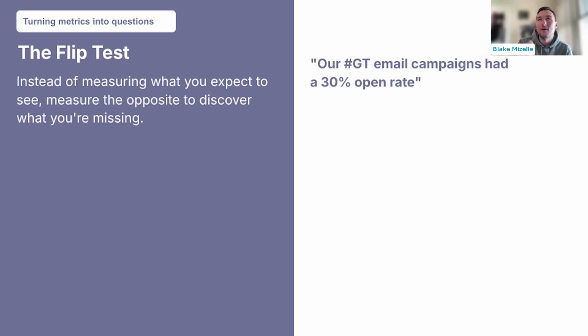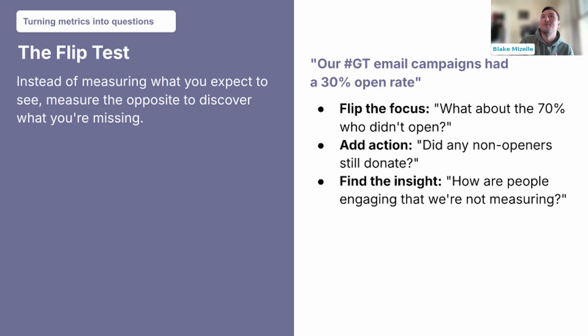So for this example, how about our Giving Tuesday campaign had a 30% open rate? This is the sentence that we hear when we start unpacking campaign performance and how fundraising outreach is doing. We start immediately diving into these benchmarked open and click rates. Well, we're going to go a little deeper here. How about we flip the focus? What about the 70% who didn't open?